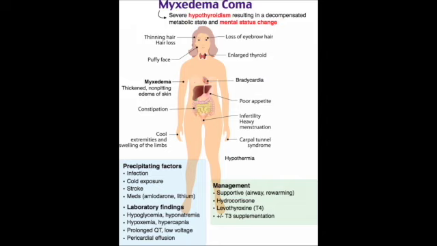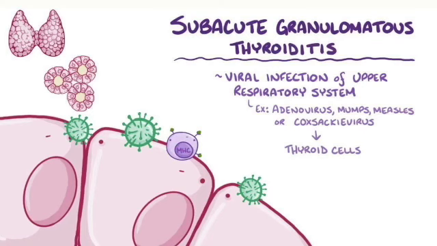Subacute granulomatous or De Quervain's thyroiditis. Pathophysiology: unknown but often antecedent viral respiratory tract infection or post-viral inflammation, but it is not an autoimmune disease. Hyperthyroidism is typically the initial presentation, followed by euthyroidism, then hypothyroidism, followed by resolution and restoration of normal thyroid function. So the hyperthyroidism basically burns itself out, becomes hypo, and then resets back to normal.